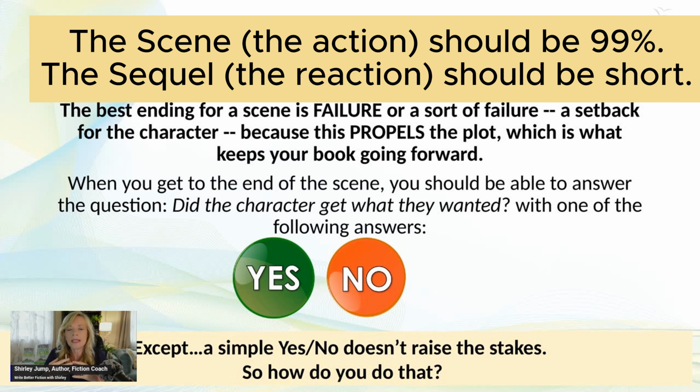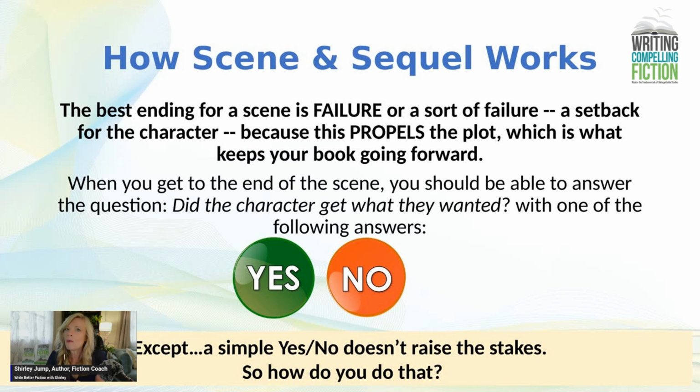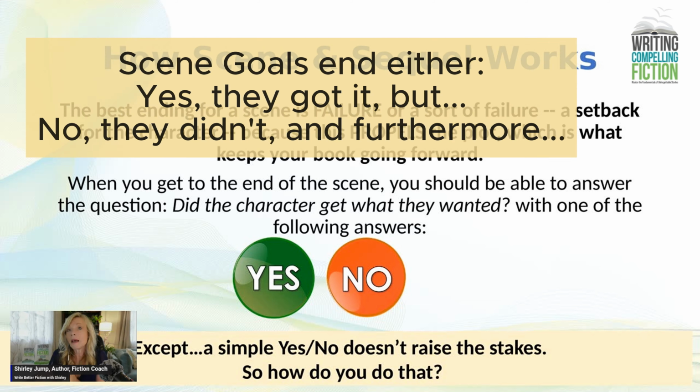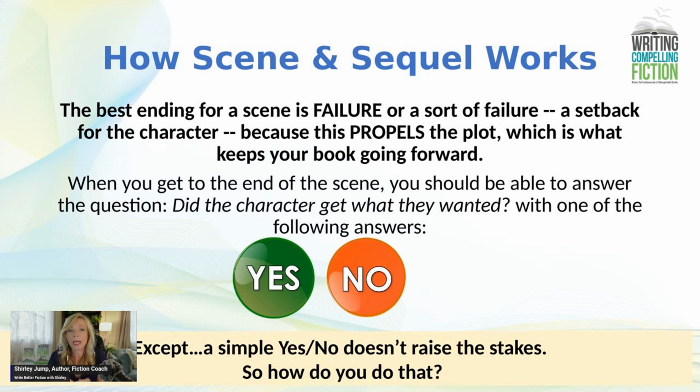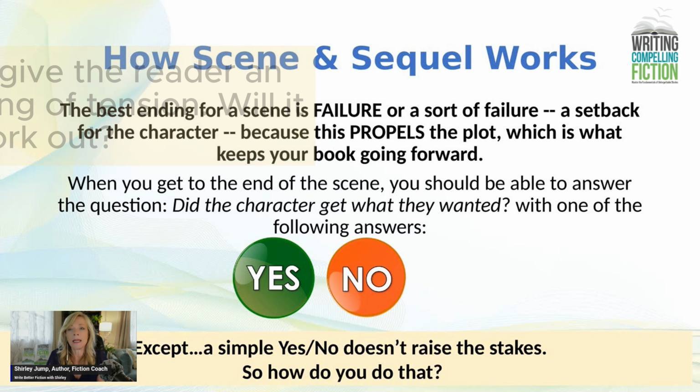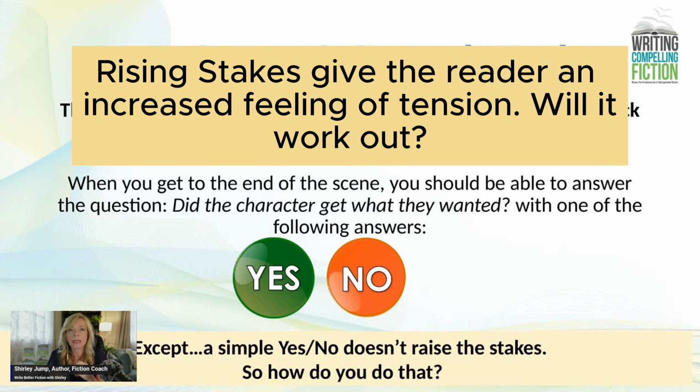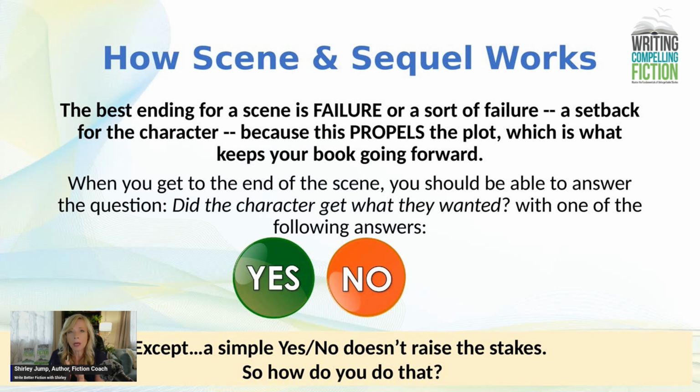The character gets to the end of the scene and they either get what they came for or they don't. But either way, there has to be some kind of a failure. Yes, they got it, but, or no, they didn't, and furthermore. And when you've got that failure, it creates rising stakes. And I know somebody was asking me about rising stakes, and this is how you put those in there. At the end of every scene, there needs to be some kind of failure.